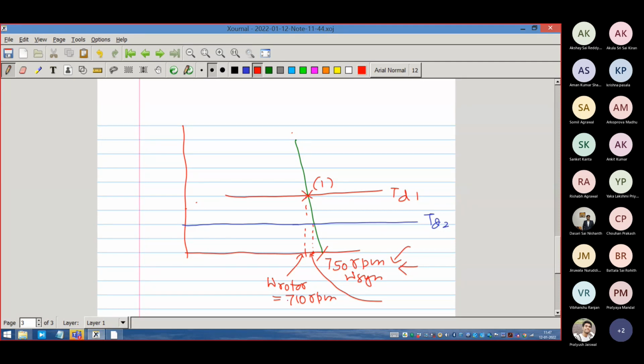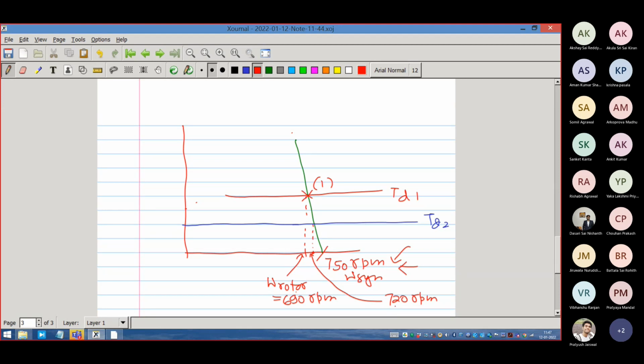So 60 implies that it is 690 RPM. Now the drop will be how much? 30. So 750 minus 30, how much will it be operating at? It will be operating at 720 RPM.